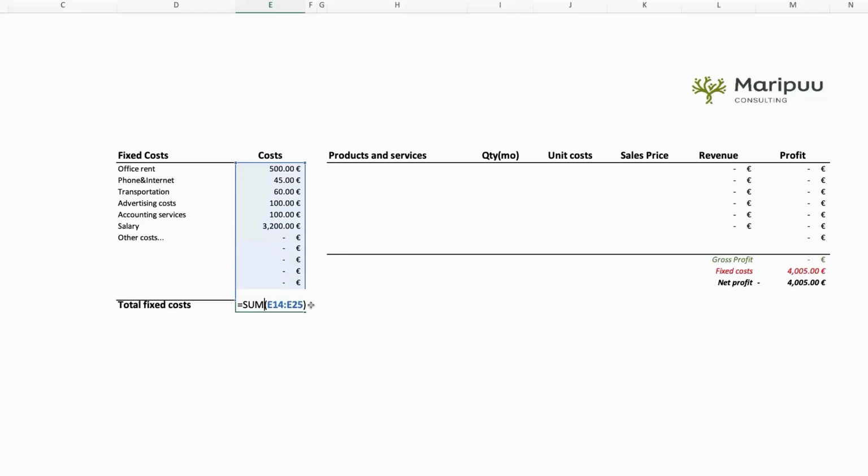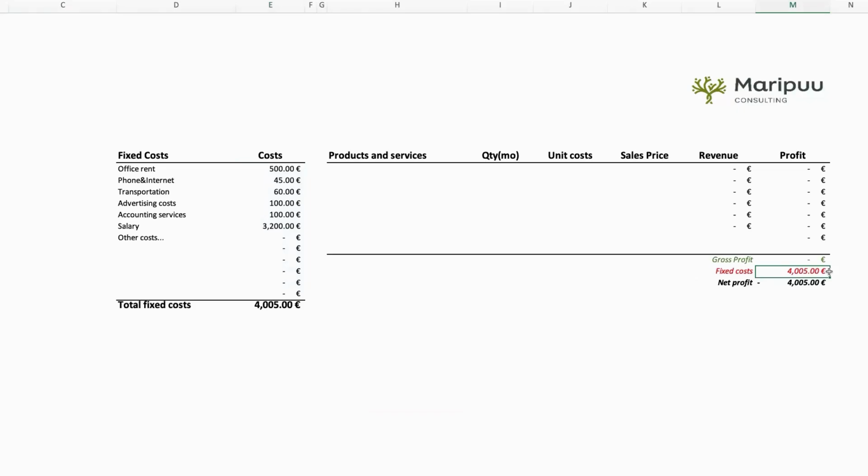And here you can see that these fixed costs appear on the right side of the chart. It's connected, so whenever you change something on your fixed cost side, it will also change on the right side. Now let's move on with income.